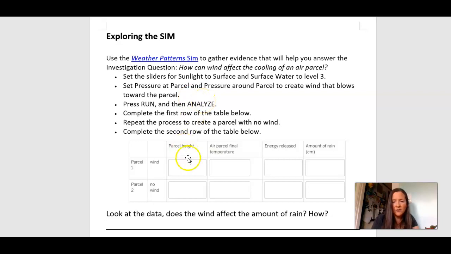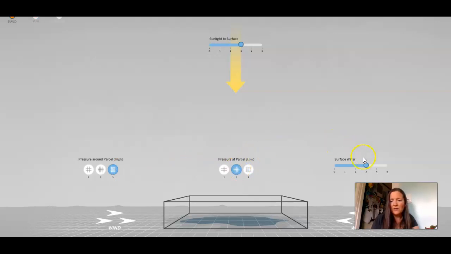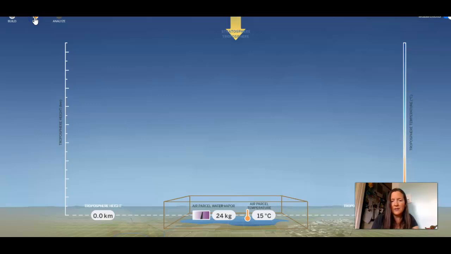So then let's see what we have here. We want some wind versus some no wind. Okay, so I see that we're going to run 2 tests, one with wind and one without wind. Okay, let's get to it. All right, so we want wind. Okay, here's a bunch of wind. What happens if we turn some wind up here? We've got our surface water at 3 and our sunlight at 3. Okay, let's go. See what happens.